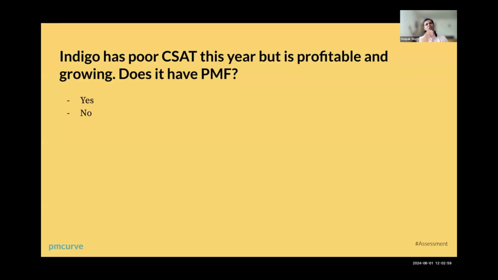Most airlines have poor CSAT. Now, what if I told you Indigo has poor CSAT this year, but it has the highest share, its share is growing, and it is profitable? Does it have PMF?